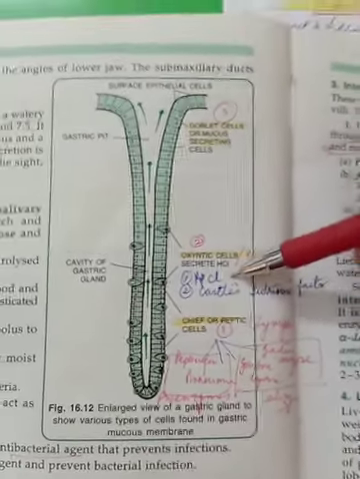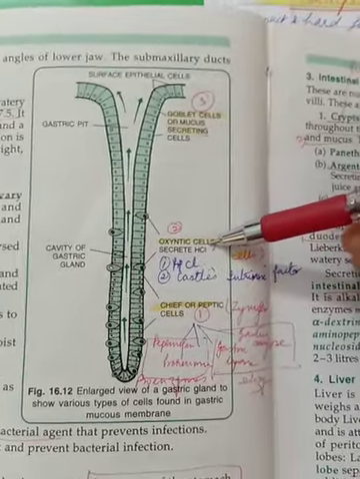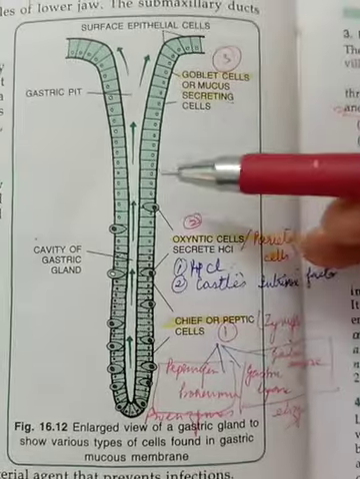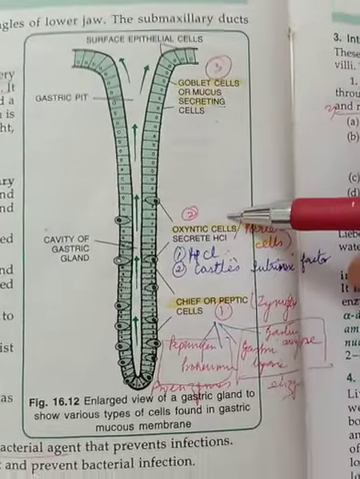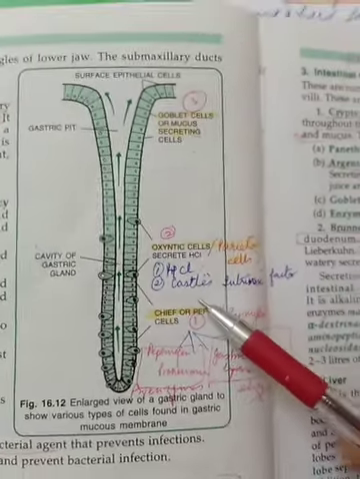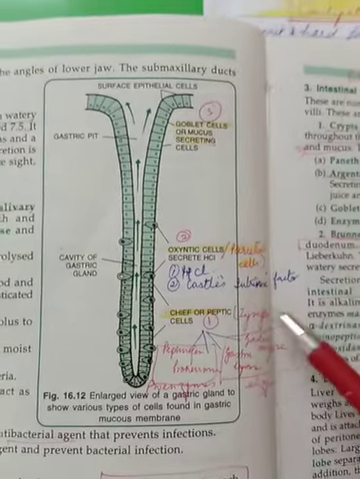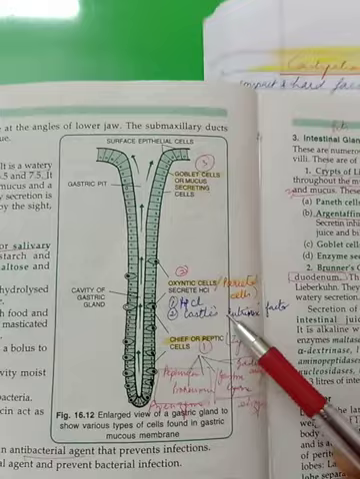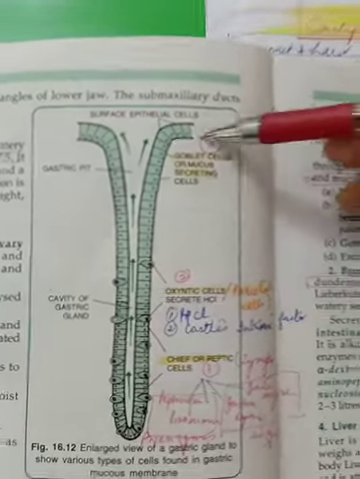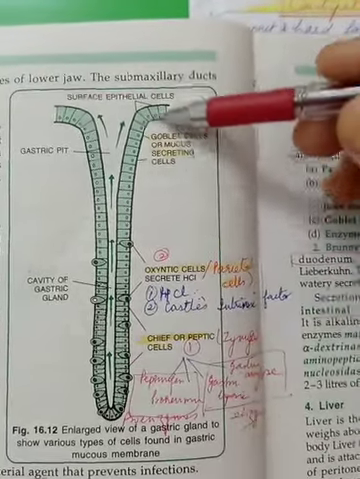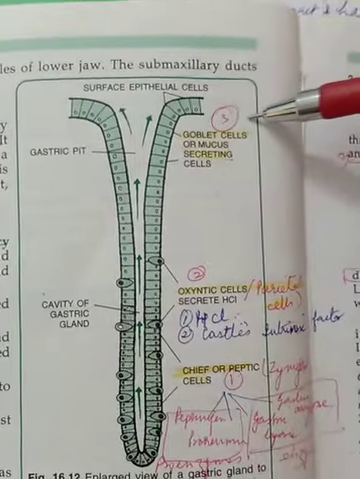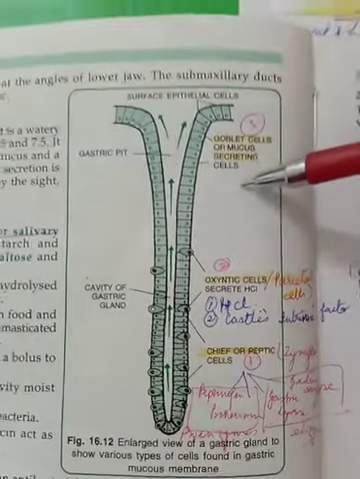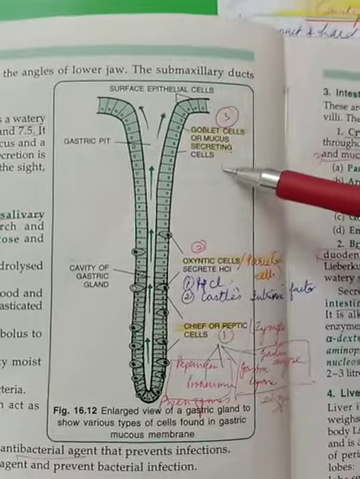Now they secrete two things. Number one, dilute HCl. All of us know stomach secretes dilute HCl, and this is the same secreted by oxyntic cells. Another substance secreted is Castle's intrinsic factor, which helps in the absorption of vitamin B12. Third type of cells found in the gastric glands we call goblet cells, or mucus secreting cells, and they secrete mucus.